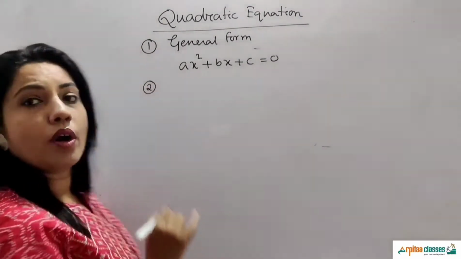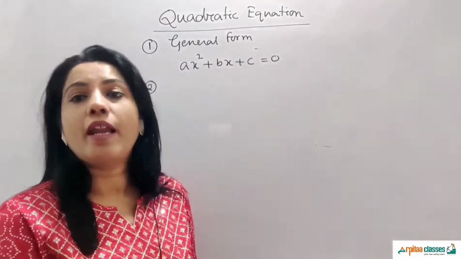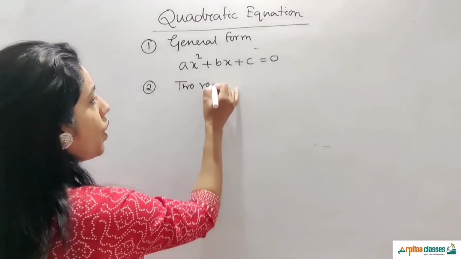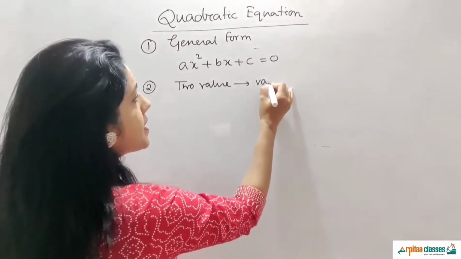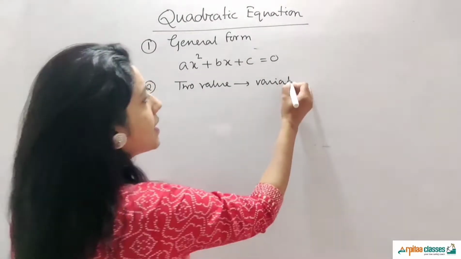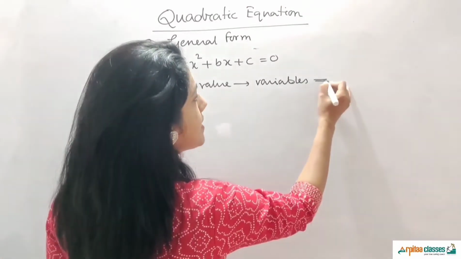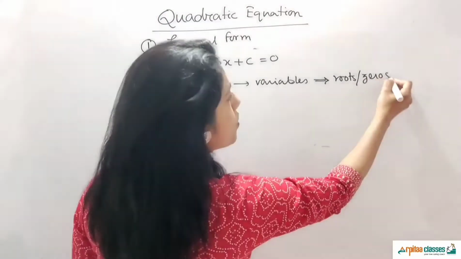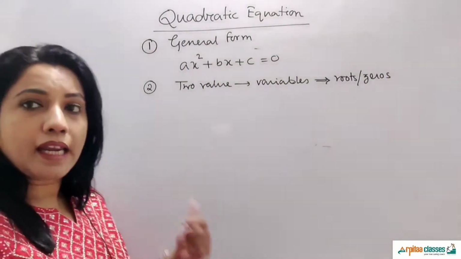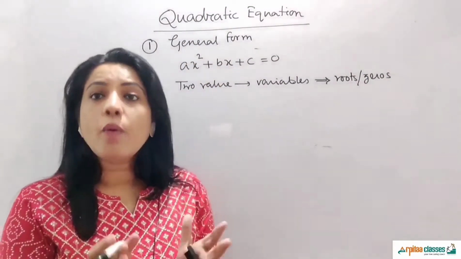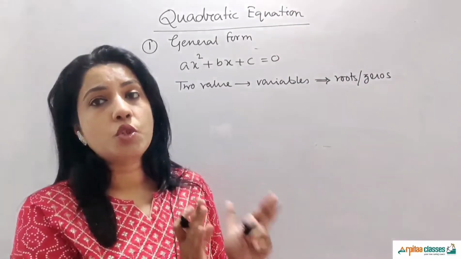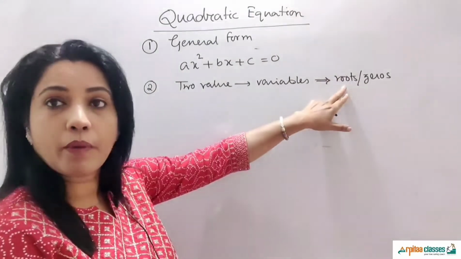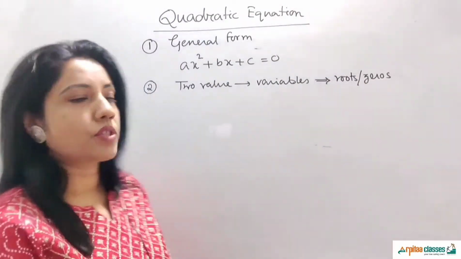Second, any quadratic equation has two values of the variable, and these two values of the variable are called the roots of the equation or the zeros of the equation. In any quadratic equation, the variable has two values, and these two values are known as the roots of the equation or the zeros of the equation.